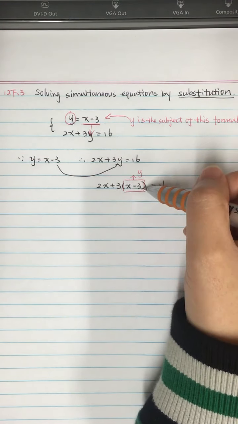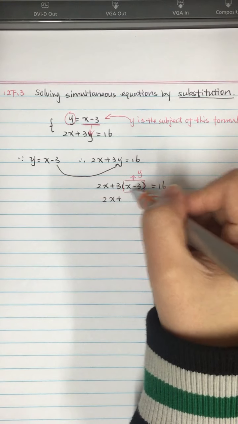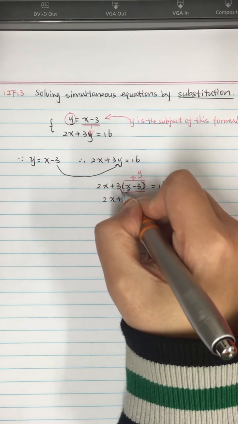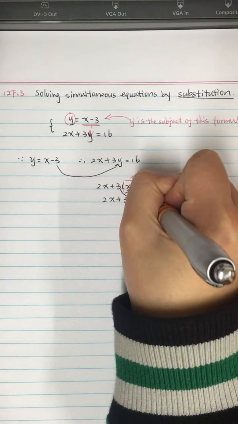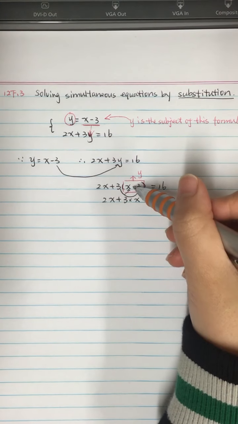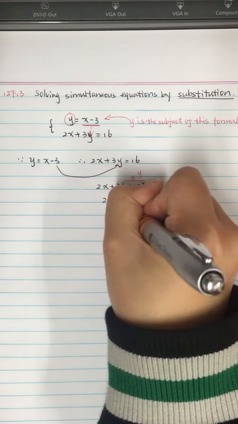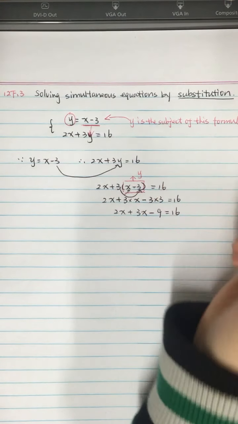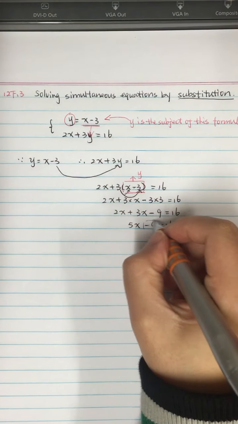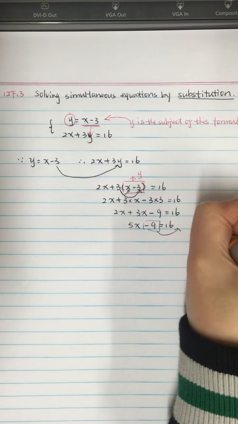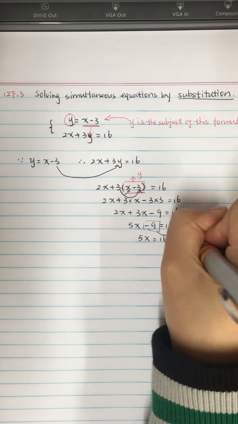First, I have to break down that bracket. I have 2x plus 3 times the bracket, so I do 3 times the x and take 3 times that 3. So it will be 3 times x and take 3 times 3 equals 16. Because that's negative, I'll have a negative in here. So 2x plus 3x take away 9 equals 16. 2x plus 3x is 5x take 9 equals 16. I move that negative 9 to the other side, and it becomes a positive 9. So 5x equals 16 plus 9, which is 25.